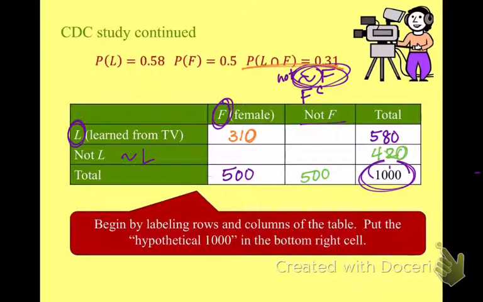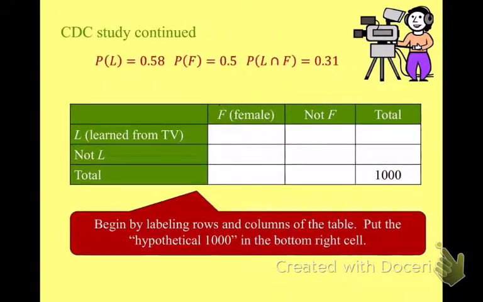From there, I can now fill in the rest of my events. So 500 minus 310 is 190. 580 minus 310 is 270, and then 230. Yes. So once you have this chart filled in, the hardest part is filling in the chart. Once you have it filled in, you can answer any question that they may come at you with. What's the probability of not being female and not learning from TV? Well, then you would answer 200 or 0.23.